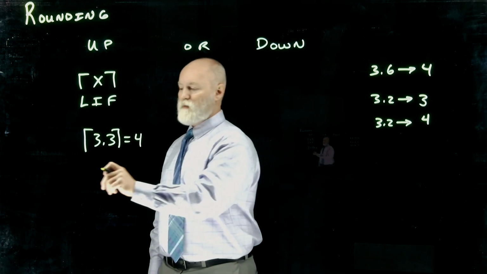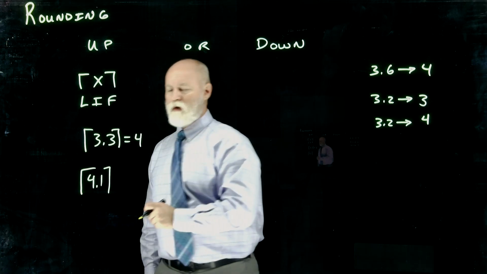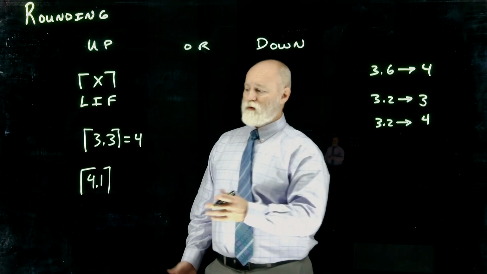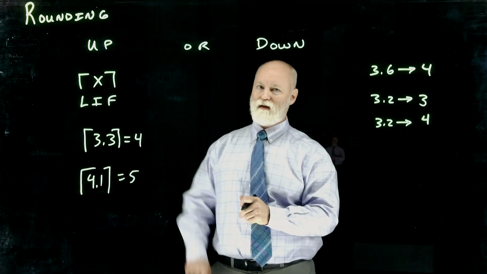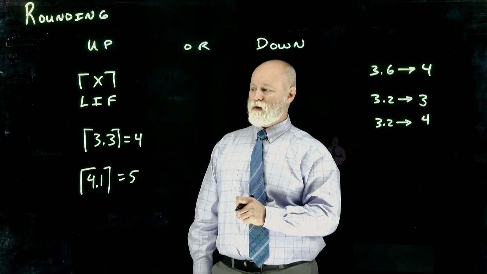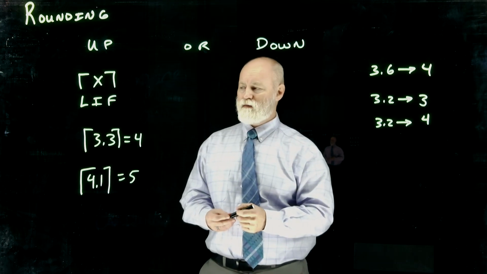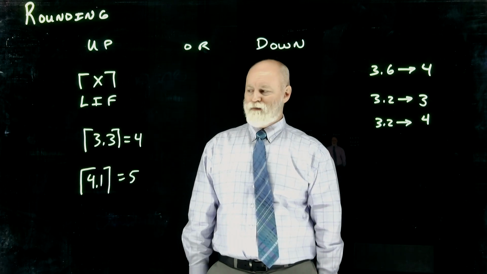Okay, we're rounding up. What about 4.1? Once again, we're going to round up. What are we going to round up to? We're going to round up to 5 because we're wanting the smallest integer that's still larger than 4.1. Where would we want to do this? How is this useful to us? Why would we ever want to round up like that?